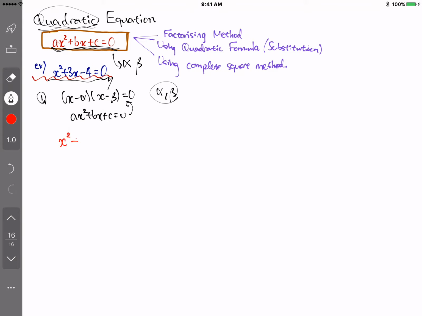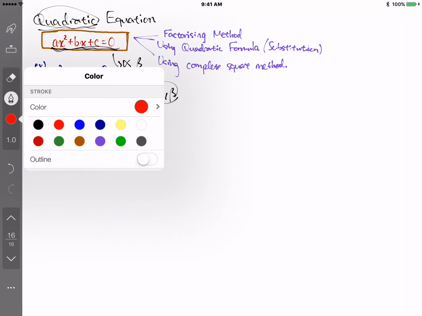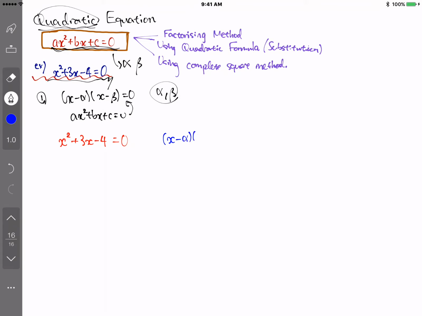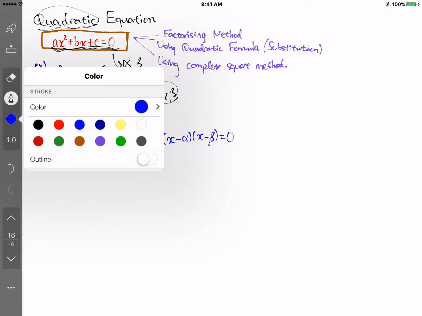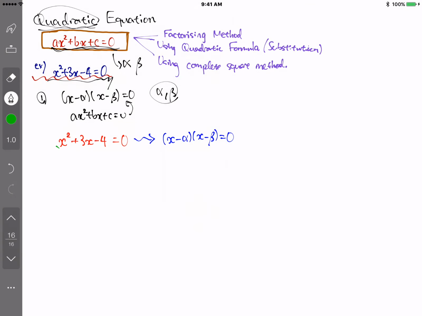So the example was x squared plus 3x minus 4 equals 0. What you basically need to do is turn this into this form. The method I will recommend is the crossing method. So x times x makes x squared. And let's say these are negative alpha and negative beta, because of the negative sign over here.